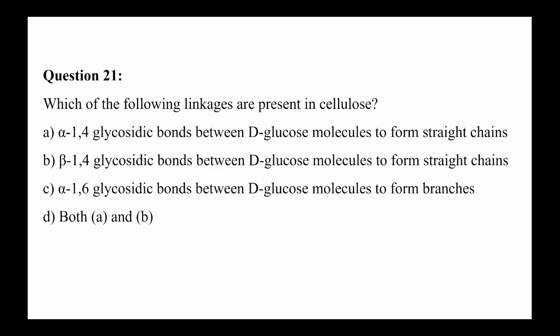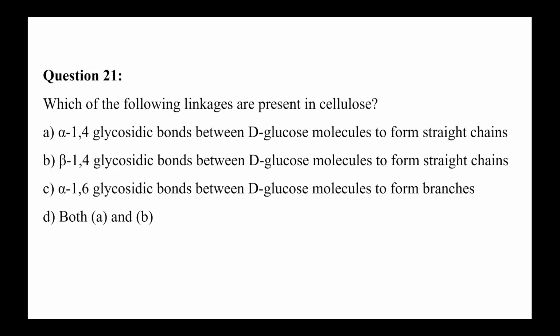Moving on to the next question. Which of the following linkages are present in cellulose? Option A, alpha 1,4 glycosidic bonds between D-glucose molecules to form straight chains. Option B, beta 1,4 glycosidic bonds between D-glucose to form straight chains. Option C, alpha 1,6 glycosidic bond between D-glucose to form branches. And option D, both A and B.